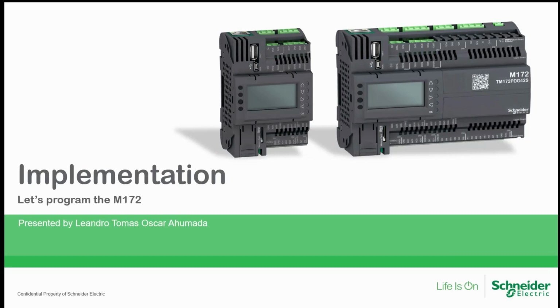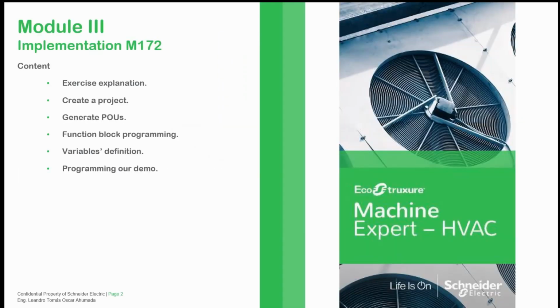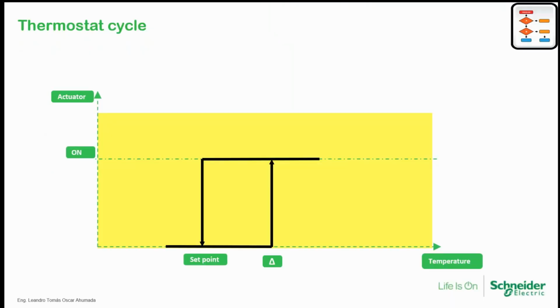In this part of the model, we're going to start programming our controller. We're going to start with an exercise, and in that exercise, we're going to create a project, generate some POUs, program and function block, and define some variables. So let's start with the project. In this exercise, what I want to do is to recreate this control.